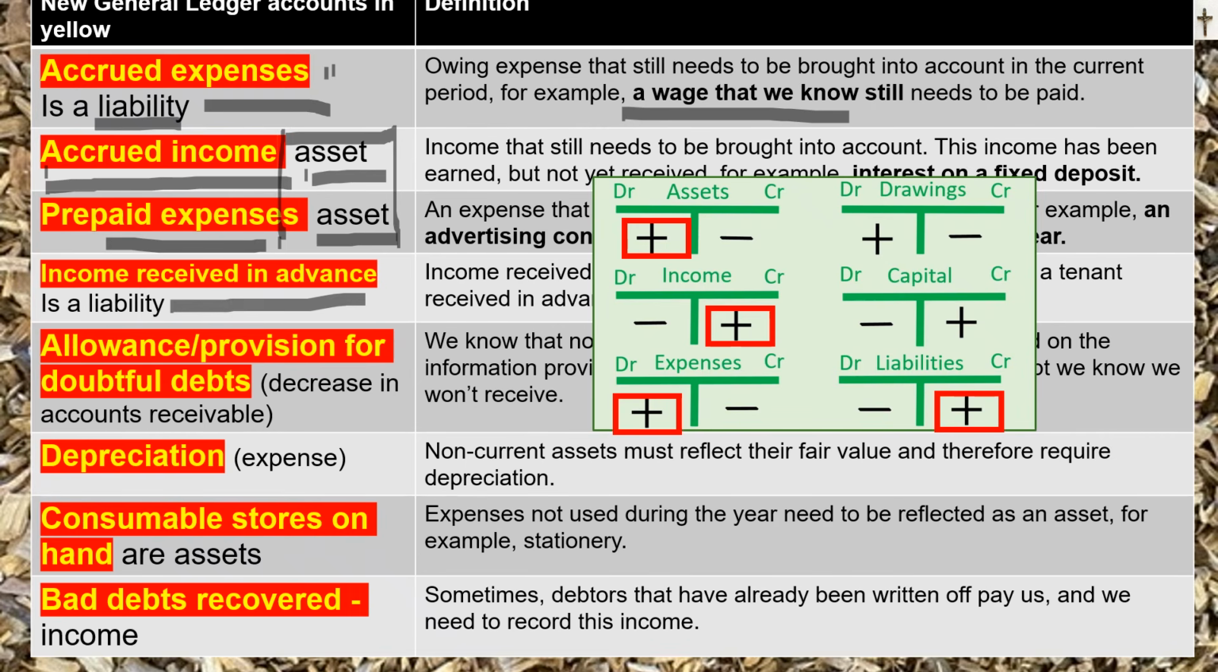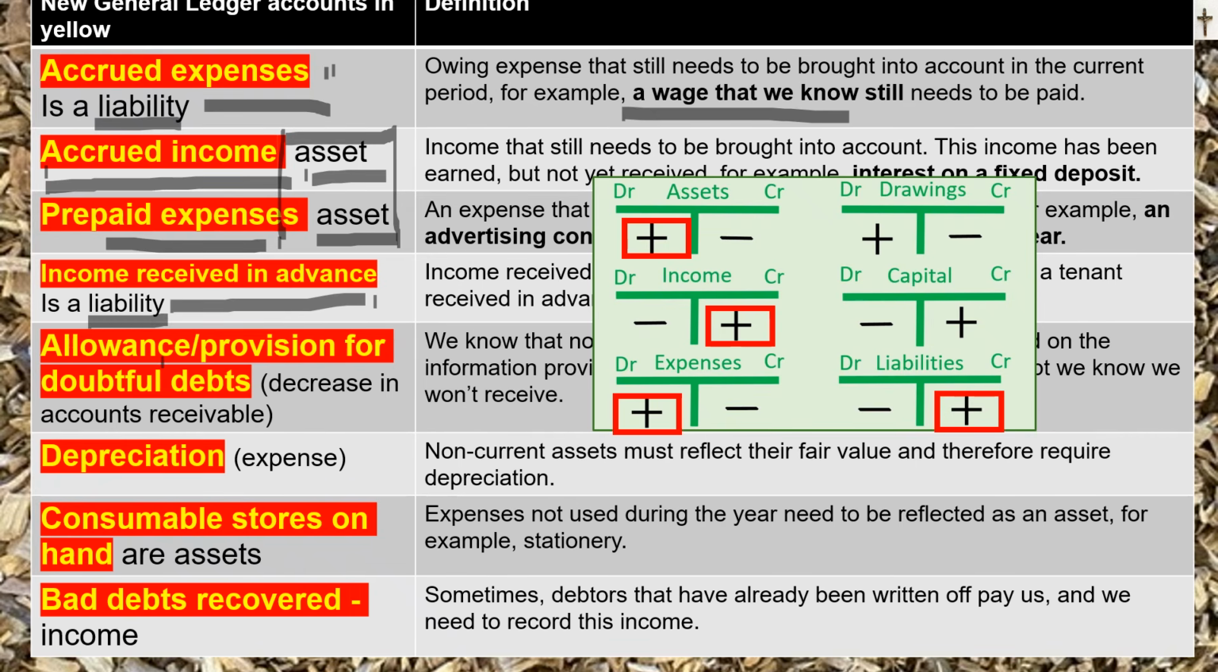There's income received in advance. A person could have paid us in advance. For example, if someone is renting office space and they've paid us for 13 months, we have only earned income when we're reporting for 12 months. So we need an adjustment. Income received in advance, that is a current liability.